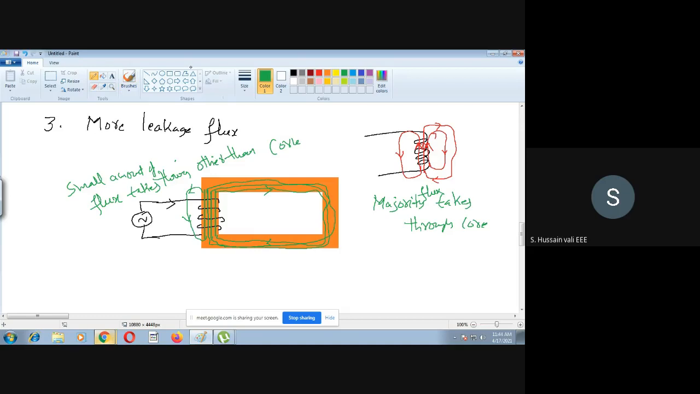This one, especially this one, this line. Now you see it is taking a path other than core. So what will happen if it is taking other than core? Then can I say that the flux lines which are traveling through the core will induce EMF. There is another winding on the secondary side. So only these flux lines are responsible for the EMF induced in the secondary winding. I can say like this.